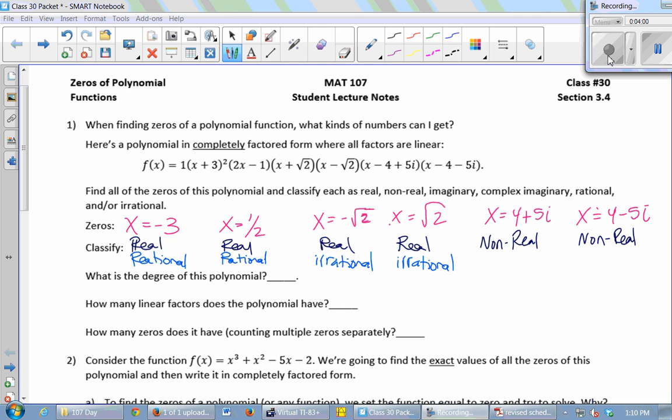Okay. So your first classification of any number is real or non-real. And then if it's real, it can either be rational or irrational. If it's non-real, it can either be imaginary or complex imaginary. So strictly imaginary, just a term with an i, or complex imaginary, which means it has a real part and an imaginary part. So both of these are complex imaginary.